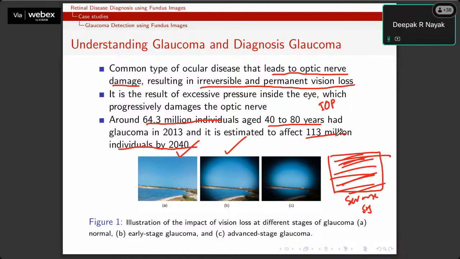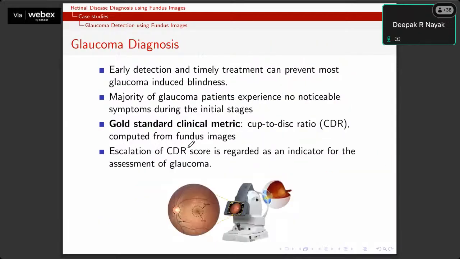And if we look at the statistics, the number of individuals affected by glaucoma is really high. So we need to detect this particular disease at an early stage. How is it currently being detected? It is currently being detected with the help of fundus images, and the biomarker in this case is something known as the cup to disc ratio.